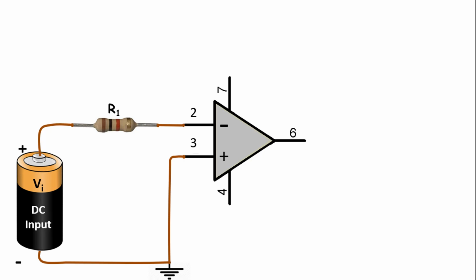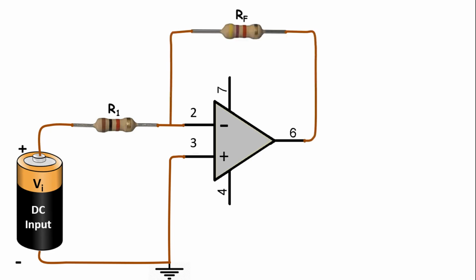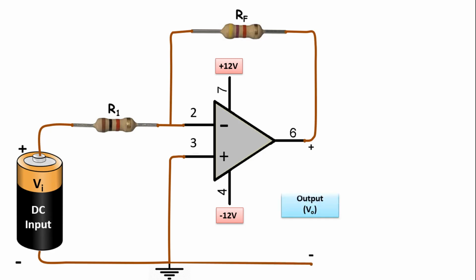When connecting, we need to connect it together with an R1 resistor, not directly. We should also connect the negative part of the input to the ground, taking it as a reference point to the non-inverting input. Then we need to connect an RF resistor between input 2 and output 6. Then we need to connect the positive and negative feeds of the operational amplifier. Let's supply positive 12 volts from number 7 and negative 12 volts from number 4. We must also connect the output value between number 6 and the ground, that is, the non-inverting input.